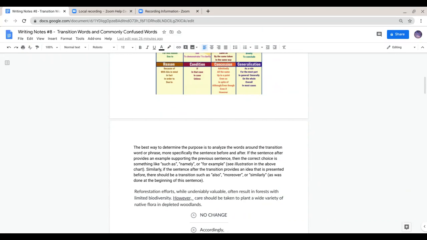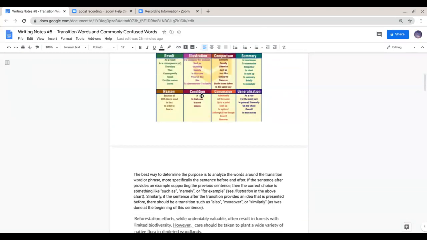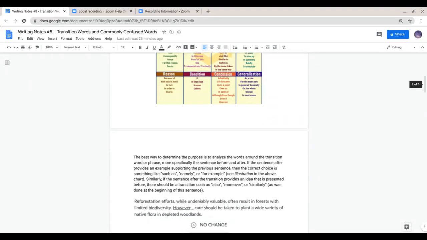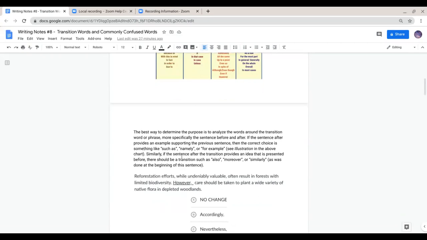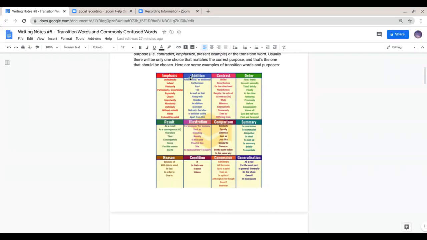If the sentence after the transition provides an example supporting the previous sentence, then the correct transition should be something along the lines of such as, namely, or for example. So look, that's the illustration purpose in this chart. This chart is not going to have all the purposes or transitions, but these are pretty much the main ones. Similarly, if the sentence after the transition provides an idea that was presented before, then the transition should have the purpose of addition right here. Some examples are furthermore and also.